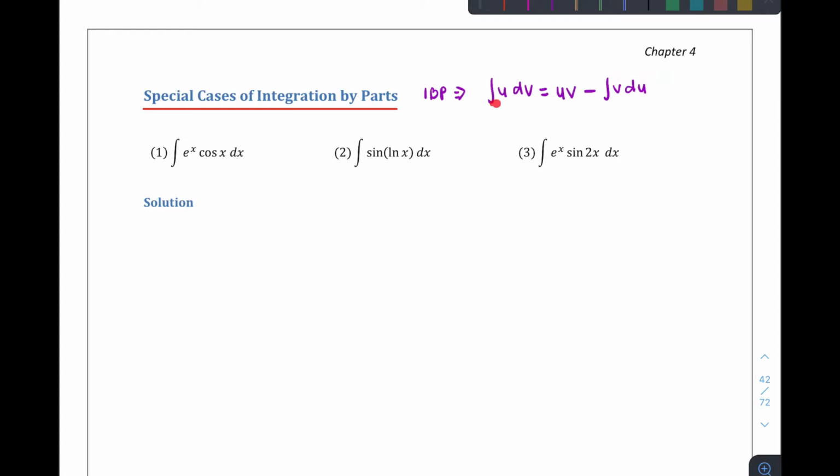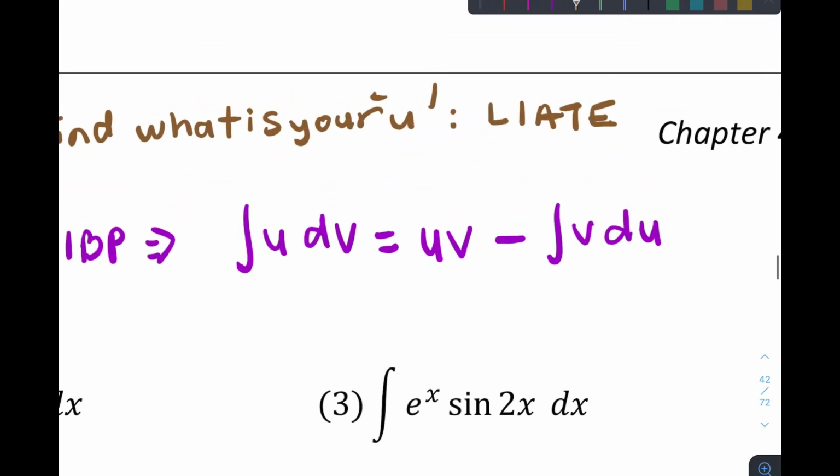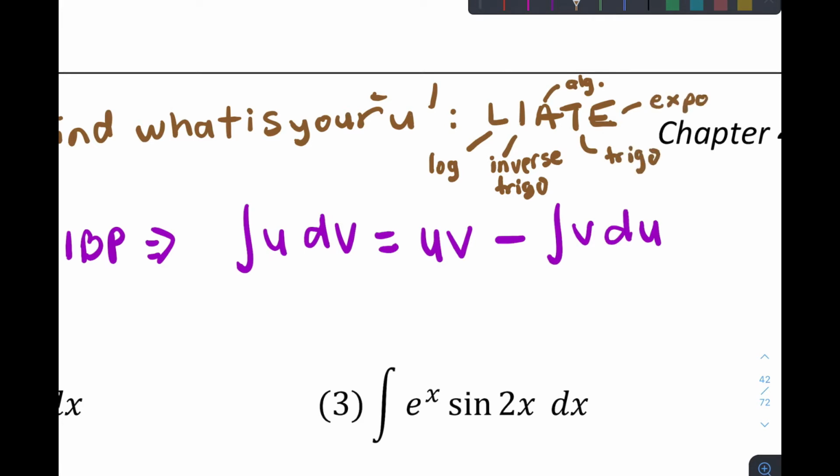Now, the tips to find what your u is. You can use the LIATE tip that I mentioned in class. L is for log, I is for inverse trigo, A is for algebra, T is for trigo, and E is for exponential. So those are the five things. Whichever comes first in the order, you let u be that.